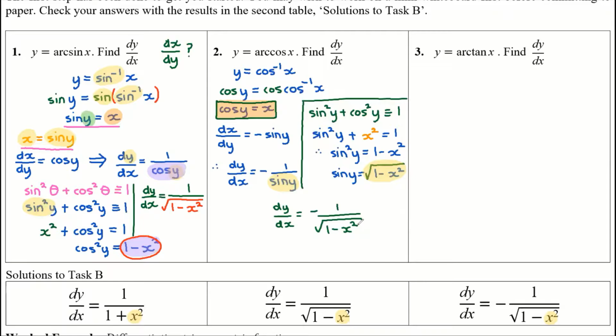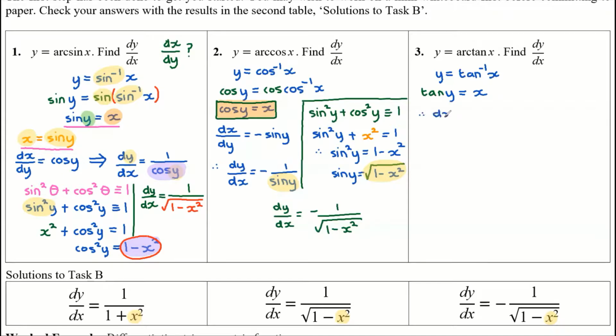And the final one, we've got arc tan. And once again, now you've seen a couple of examples, perhaps pause and try this for yourself. So again, I can breeze through this a little bit quicker, I think. We have the arc tan function, which is, of course, tan to the power negative 1 of x. And if I apply the tan function to both sides, we will get tan y is equal to x, okay? And we differentiate with respect to x.